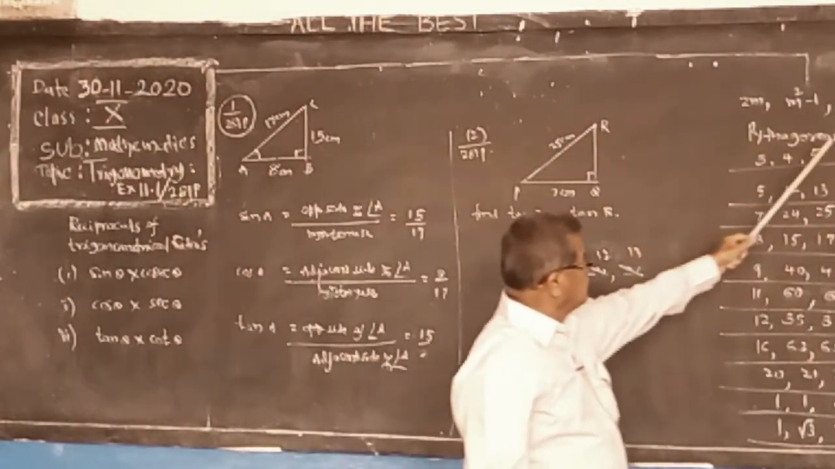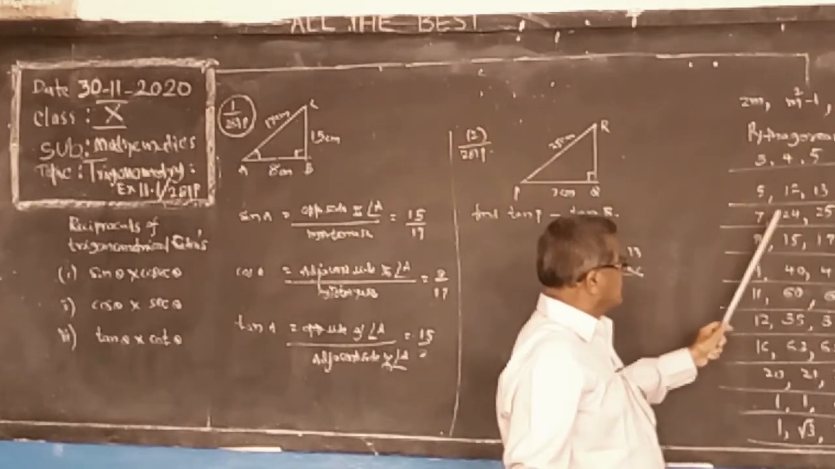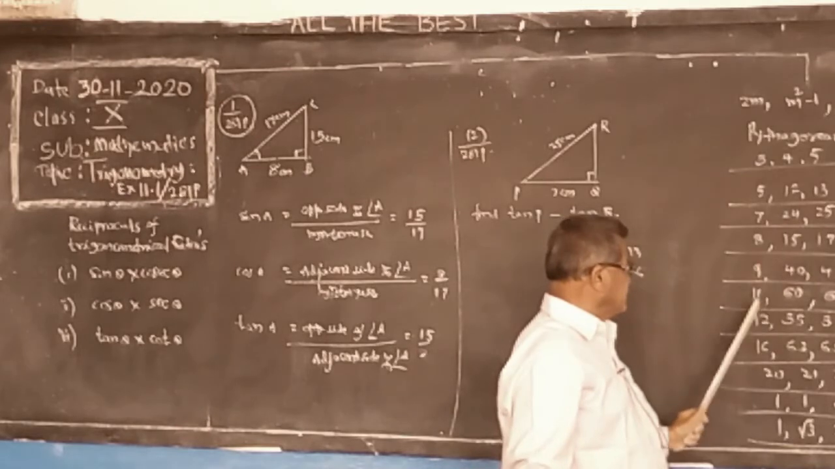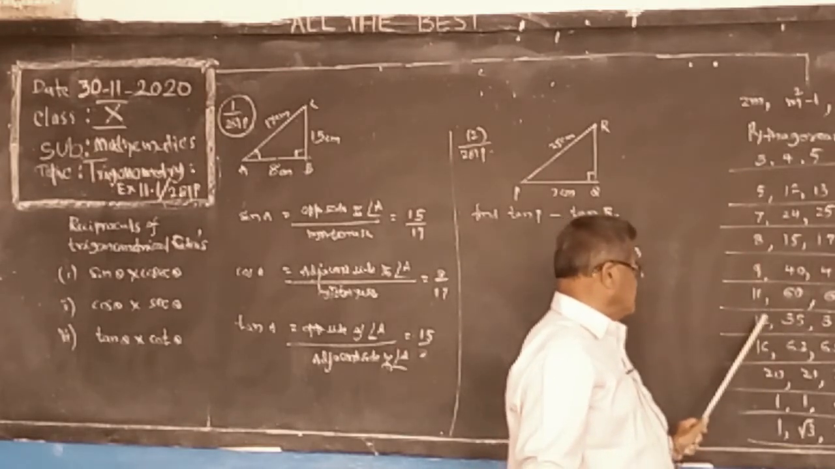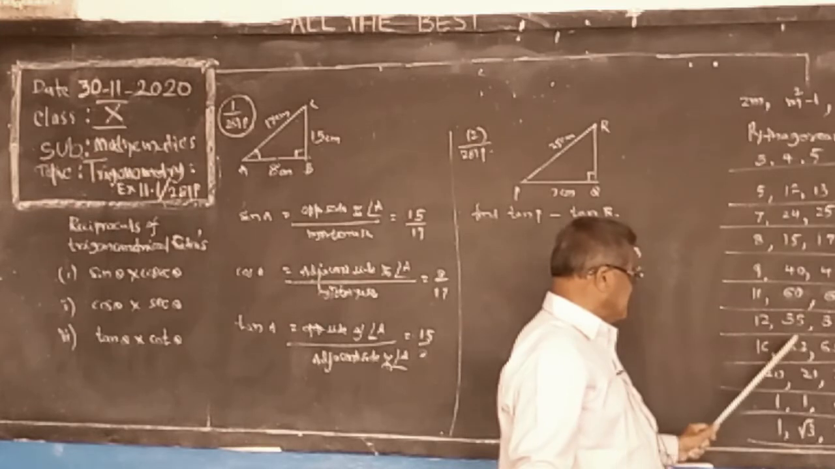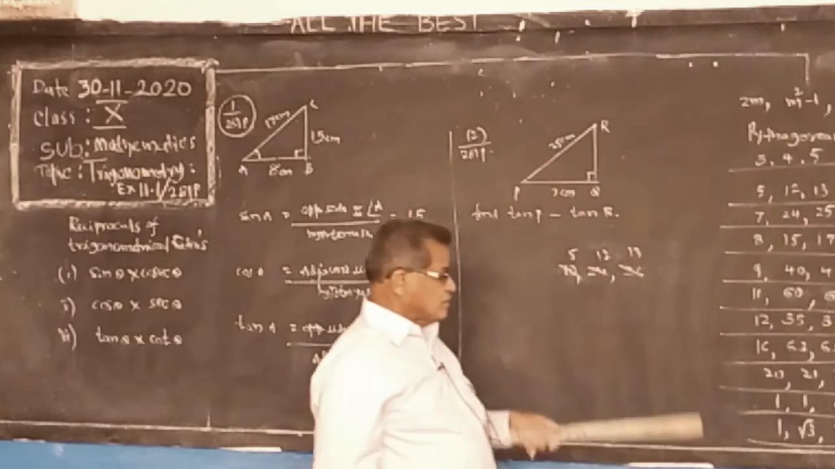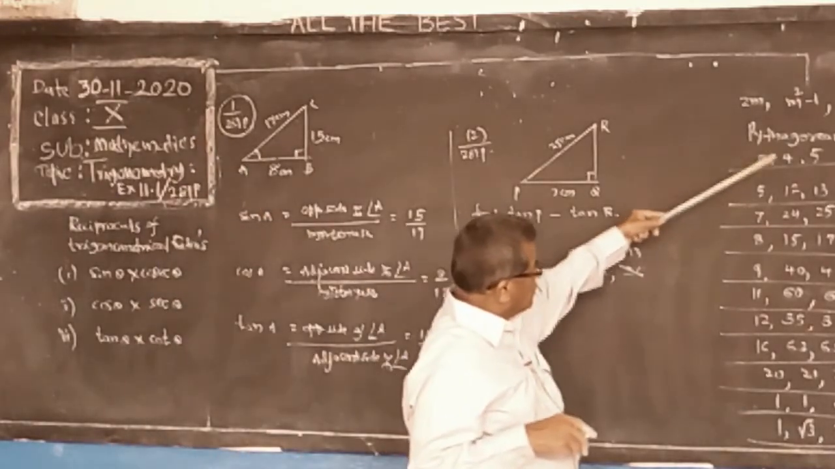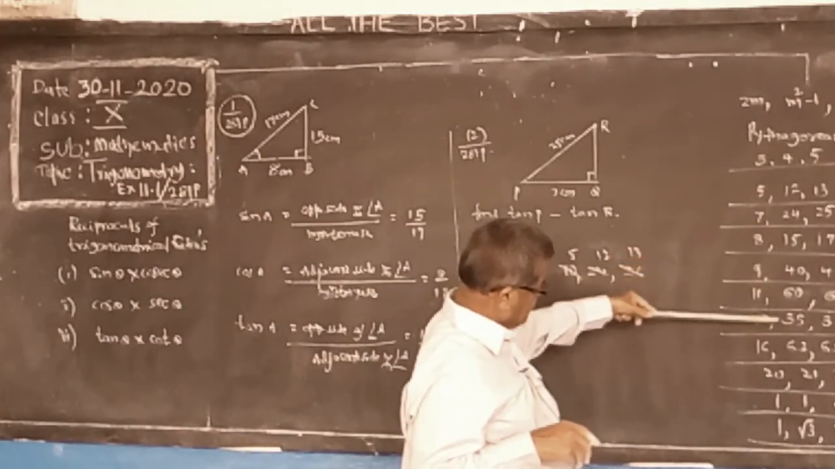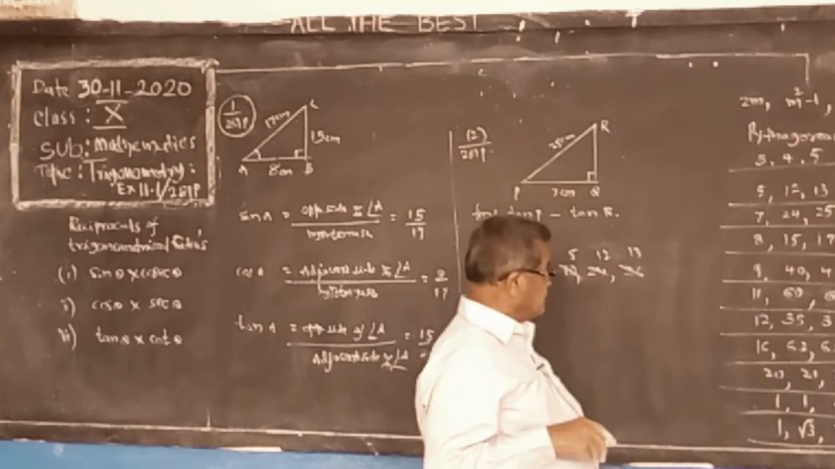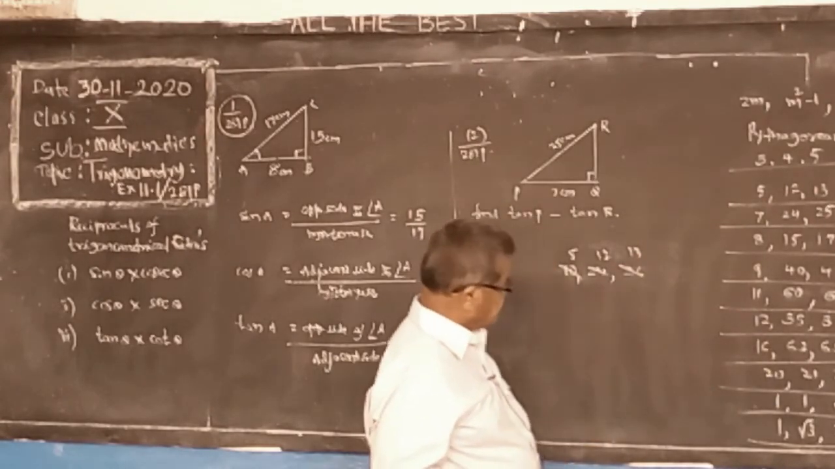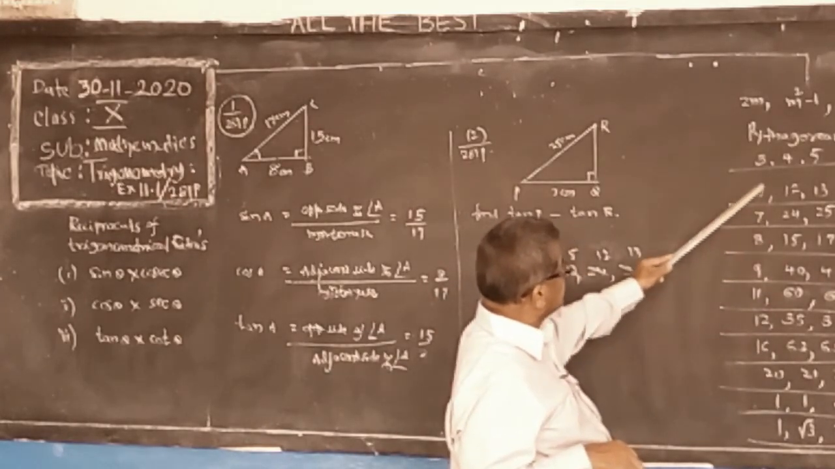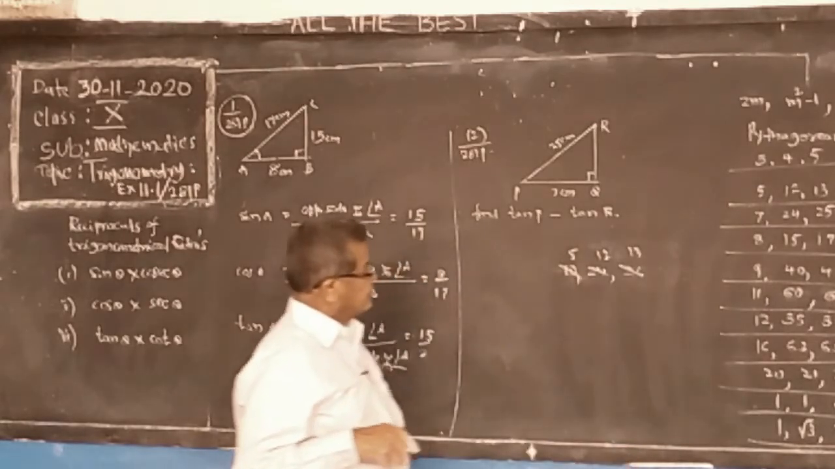3, 4, 5, 5, 12, 13, 7, 24, 25, 8, 15, 17, 9, 40, 41, 11, 60, 61, 12, 35, 37, 16, 63, 65, 20, 21, 29, and like this. See, I have given only 11 here. One is missing. So what is that?